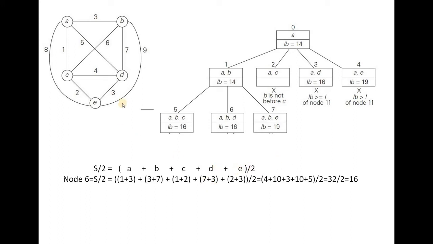Next, E is not there in the pair. Directly go to the E node, find out two least cost paths. So here the least cost paths for E are 2 and 3 towards C and D respectively. So 2 and 3 are selected. Sum all these numbers. It is 32. Divide by 2 will give you 16. So 16 is the lower bound value for node number 6. Next we'll see the lower bound value calculation for node number 7.